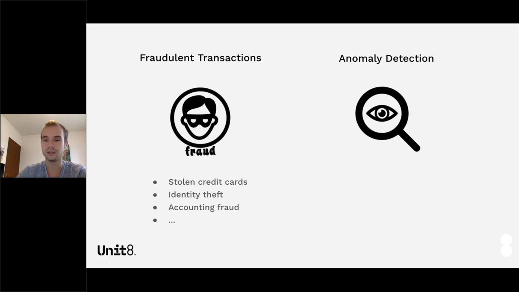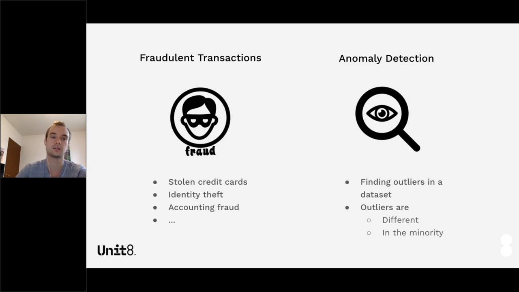So anomaly detection refers to the process of finding outliers in a data set, where outliers for the purposes of this presentation will be defined as data points that are different from the majority of the data and that themselves constitute a minority of the data set. So this is just the definition we're going to use here.